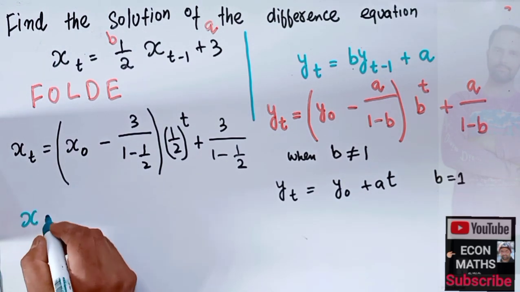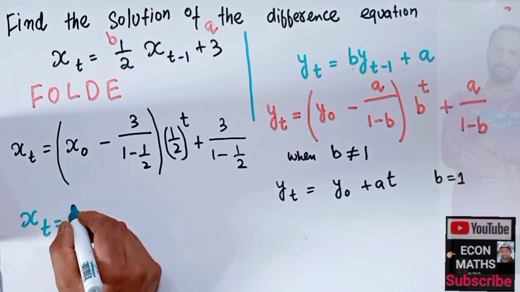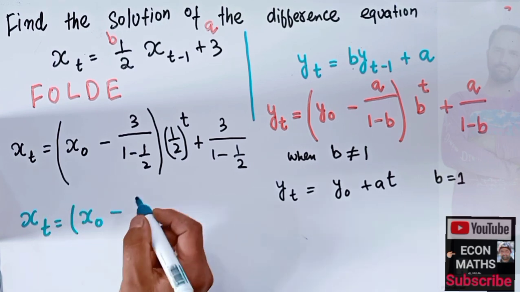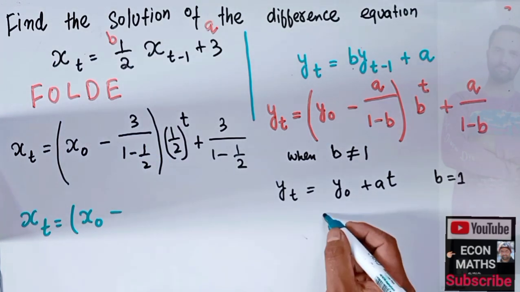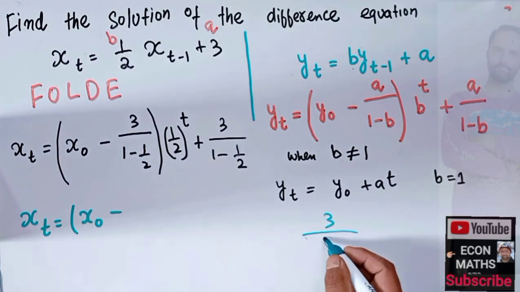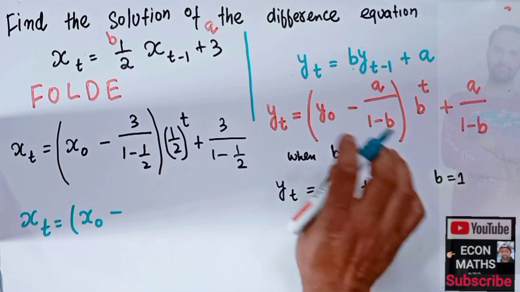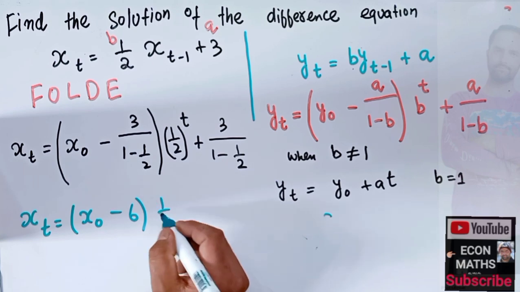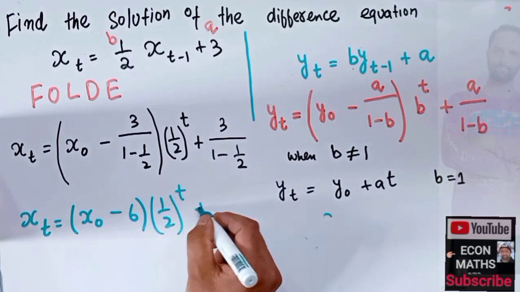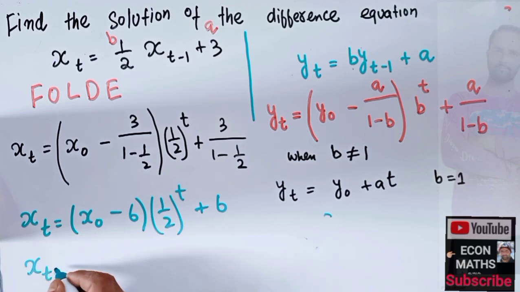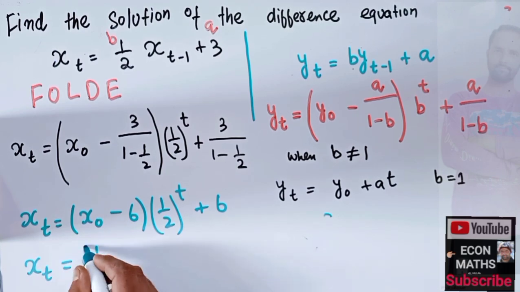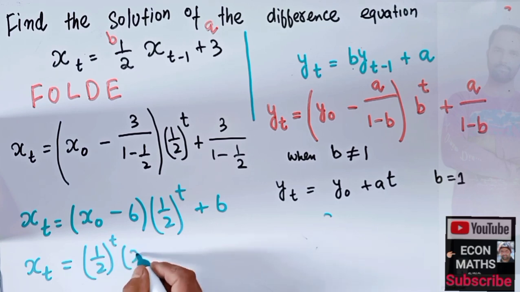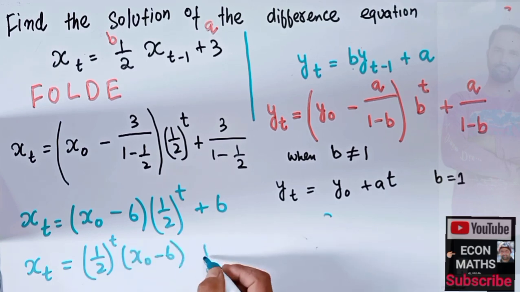So our solution will be x_t equal to x_0 minus 3 upon 1 minus 1 upon 2. Now 1 minus 1 upon 2 is 1 upon 2, so this becomes 3 times 2, which is 6. Then we have (1 upon 2)^t plus 6, that means x_t is equal to (1 upon 2)^t times (x_0 minus 6) plus 6. This is the definite solution of this first order linear difference equation.